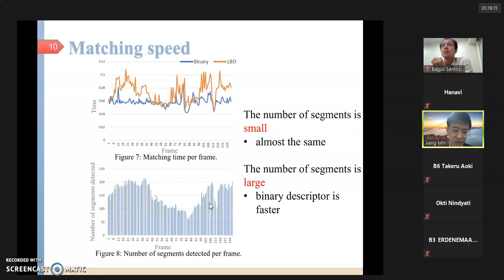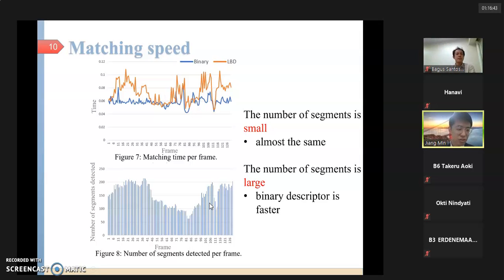Let's see together. When the segments detected in the frame are small, both the LBD method and our binary describers cost almost the same time. But in other terms, like this part, there are more segments detected in the frame, and you can see the LBD may cost much more time than our method.